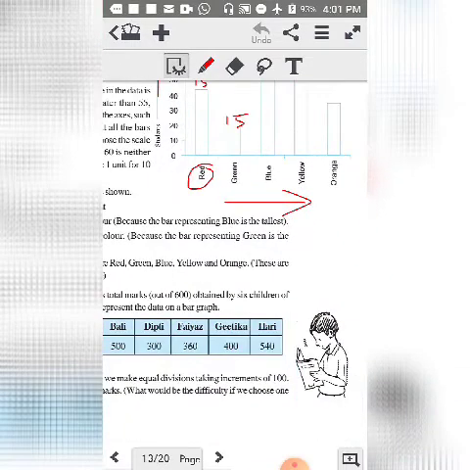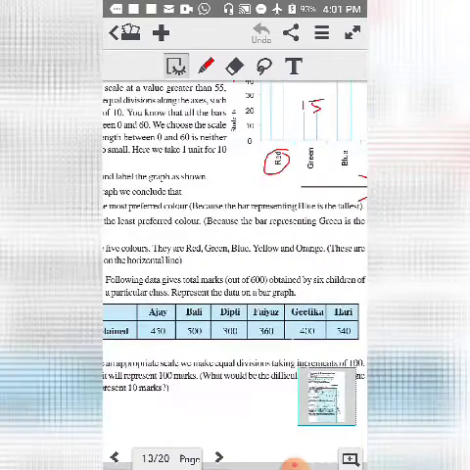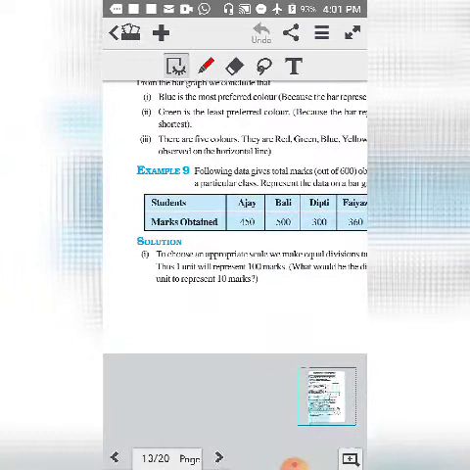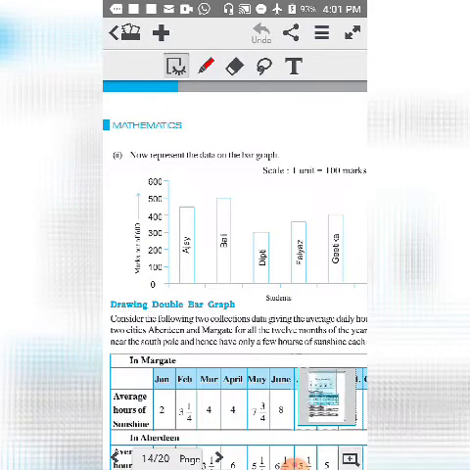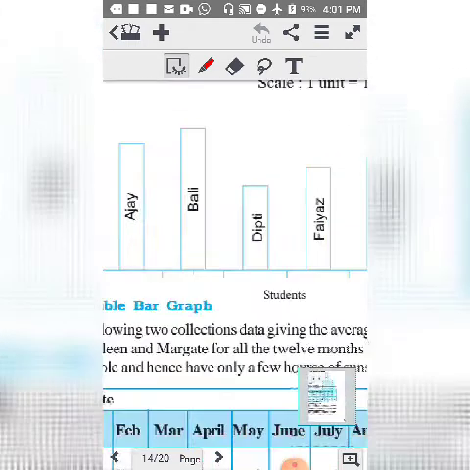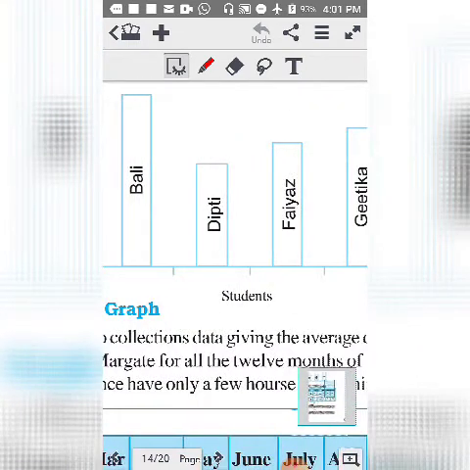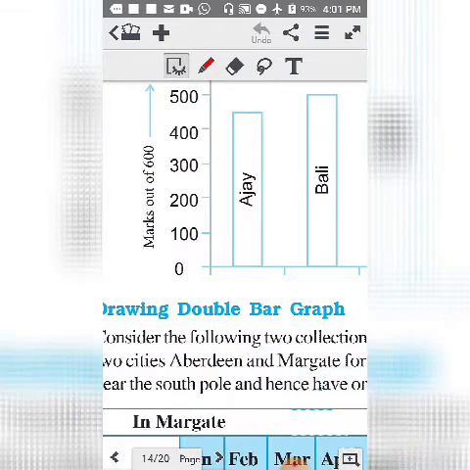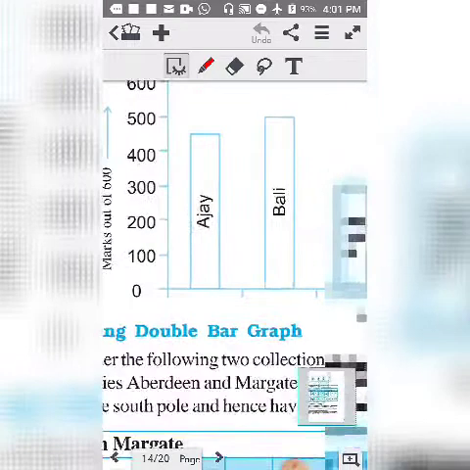Now to make a bar graph, if we see the example, in this example they have made a bar graph. So again we make a horizontal line. We'll draw a horizontal line, and on the horizontal line in this question the students are written, and on the vertical side we write marks. The students' names are written.